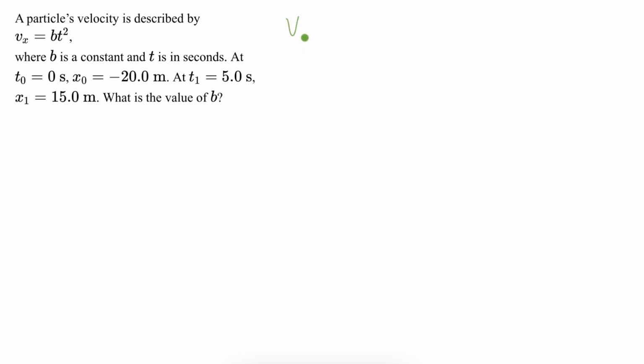So we know that the function for velocity is bt squared. We also know that the velocity is the derivative of the position with respect to time. So we can simply set these two equal. And then here you get a differential equation that you can solve. You can just use separation of variables and multiply both sides by dt.